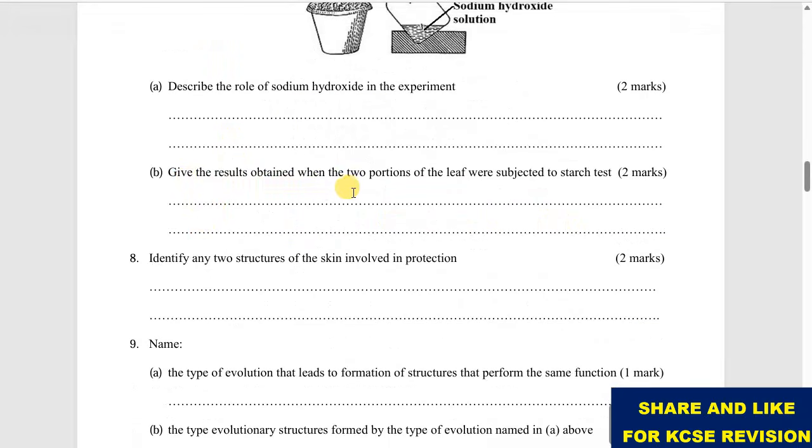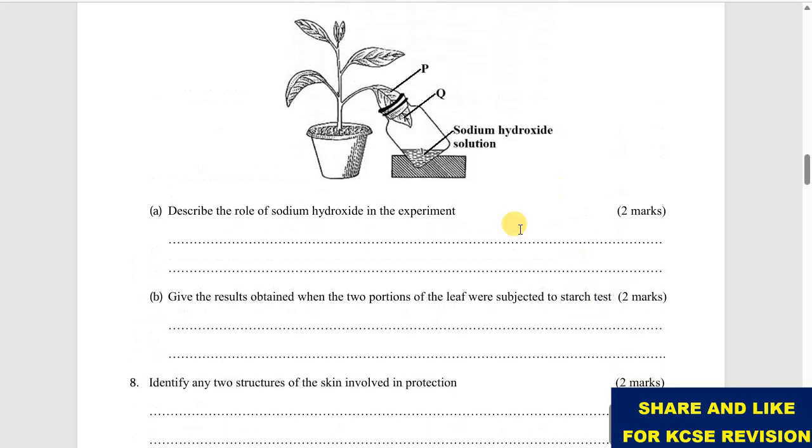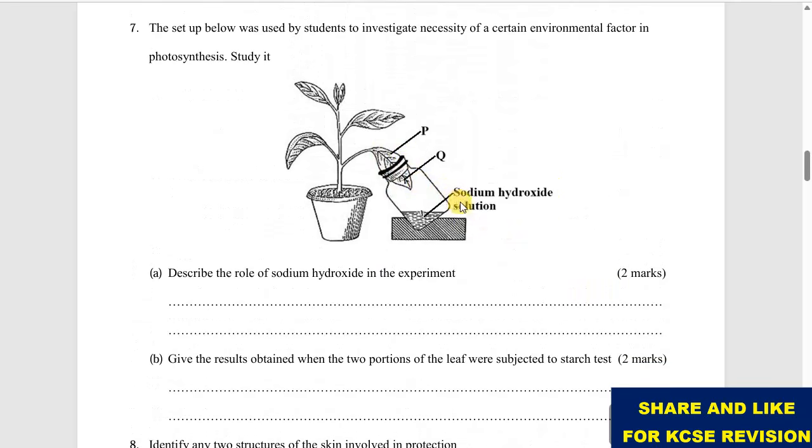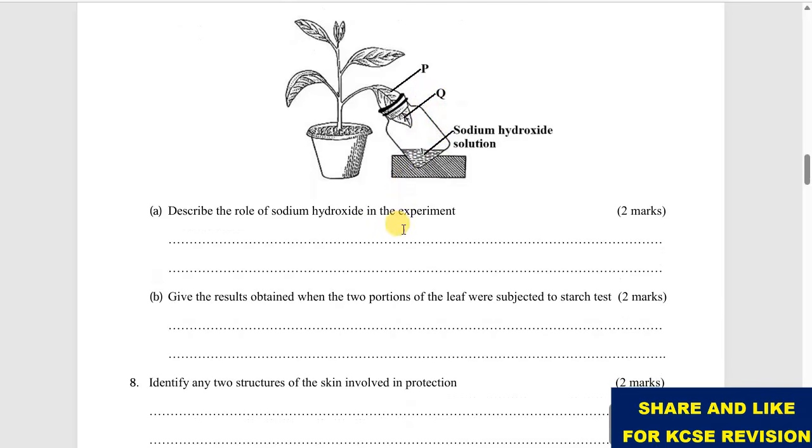Give the result obtained when the two portions of the leaf were subjected to the starch test. So there is this leaf, and sodium hydroxide was to absorb carbon dioxide to prevent photosynthesis. So this part P and part Q, what could have happened?